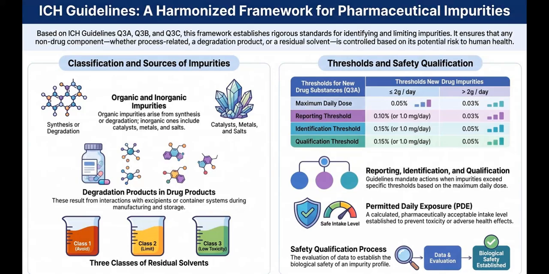Now, why does this matter? Every drug product contains more than just the active ingredient. During synthesis, manufacturing, and storage, small amounts of unwanted substances, what we call impurities, inevitably find their way into the final product. The question is not whether they are there. The question is, are they safe? That is exactly what the ICH Harmonized Framework answers. It establishes rigorous, internationally agreed standards for identifying, reporting, and limiting these impurities, based on their potential risk to human health. So let us start from the beginning.